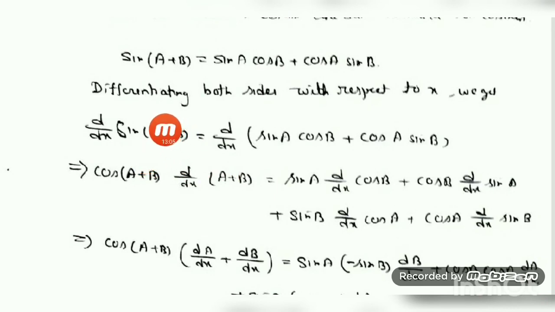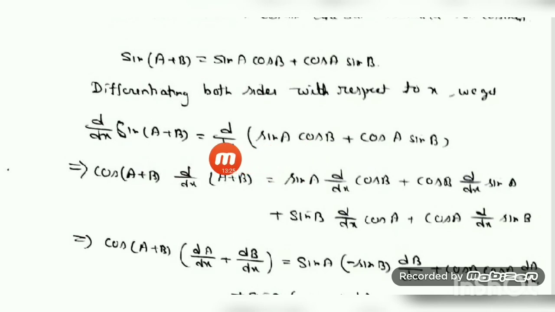Think a plus b as x. You see here in this case a and b are not independent of x, okay, not constant. So you think a plus b as x and use the formula of sine x. Sine x derivative is cos x, so cos of a plus b. What is x in your case? It is a plus b, so d/dx of a plus b.